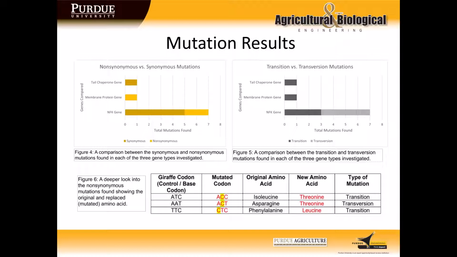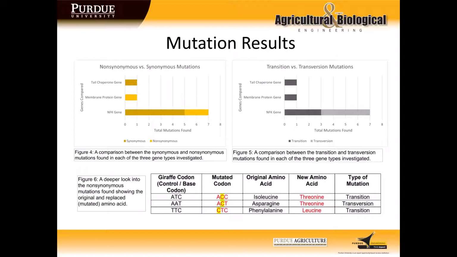If you look closely at the charts, you can see that the known function gene, listed as NFK gene, had the largest number of total mutations, 7 mutations versus 1 for the tail chaperone and membrane protein genes, and had a good mix between synonymous and non-synonymous mutations and transitions and transversions. This shows a more diverse mutational profile for that gene.